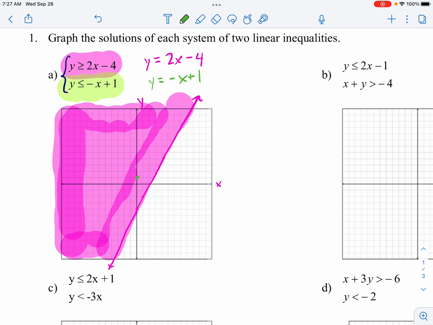Ooh, I think, are they opposite reciprocals? No, they're not. They kind of look perpendicular, but they're not.